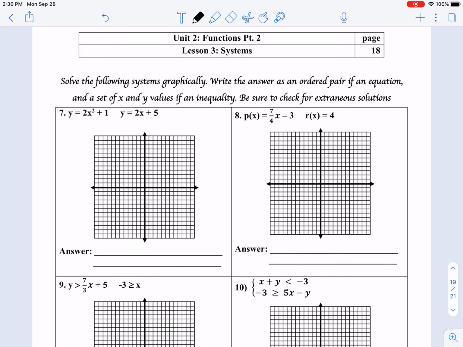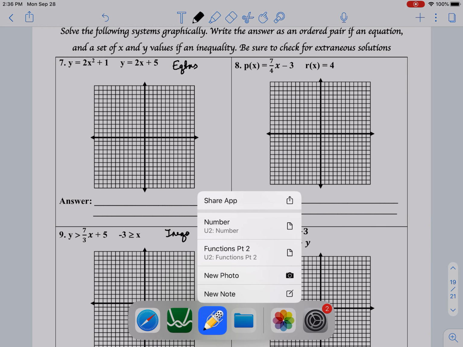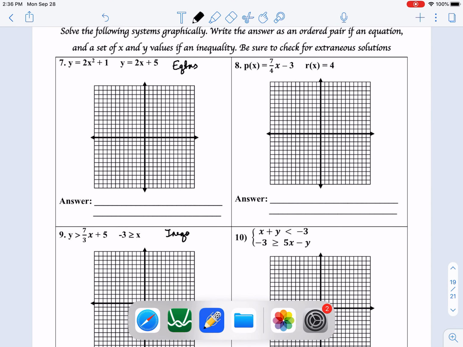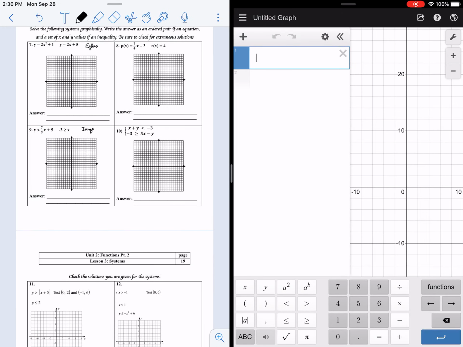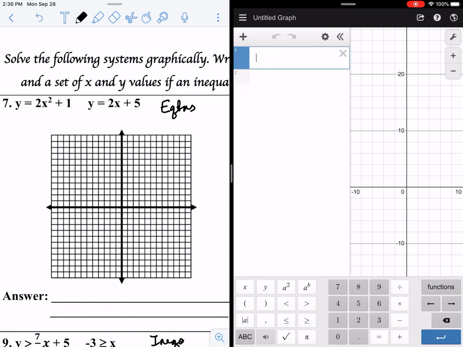In this video we're going to go over how to solve systems of equations, as in number 7, or inequalities, like we have in number 9. Now, whether it be equations or inequalities, I'm going to solve by using the graph at the end of the day.